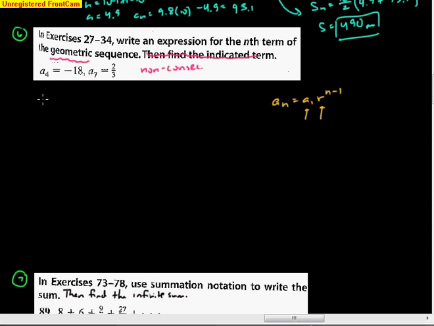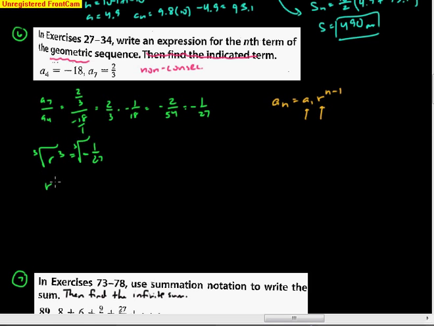So what I'm going to do is take a7 over a sub 4, which is 2/3 over negative 18, and I'm going to divide this out. So I will multiply by the reciprocal. That's negative 2 over 54. Both are divisible by 2. So that ratio simplifies to negative 1 over 27. Now this is not r. This is going to be r cubed, because there are 3 terms between the 7th and the 4th term. So this is r cubed. So now we take the cube root.